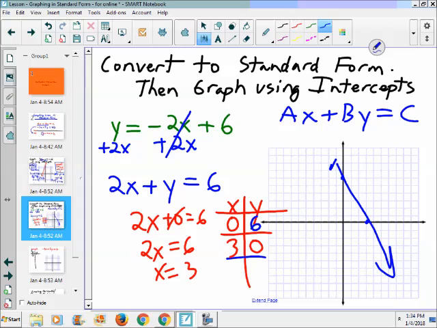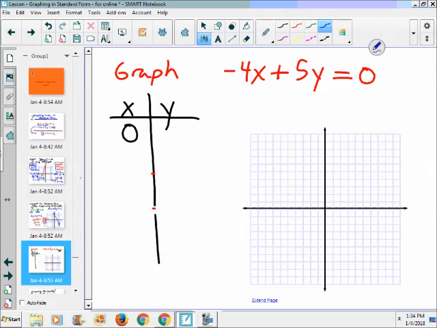And there we go. So let's say we have this problem here. This is already in standard form, negative 4x plus 5y equals 0, and we want to graph that using intercepts. Okay. Well, in the chart here, I already set up the y-intercept, and I'll set up the x-intercept. But something weird and different actually happens here.